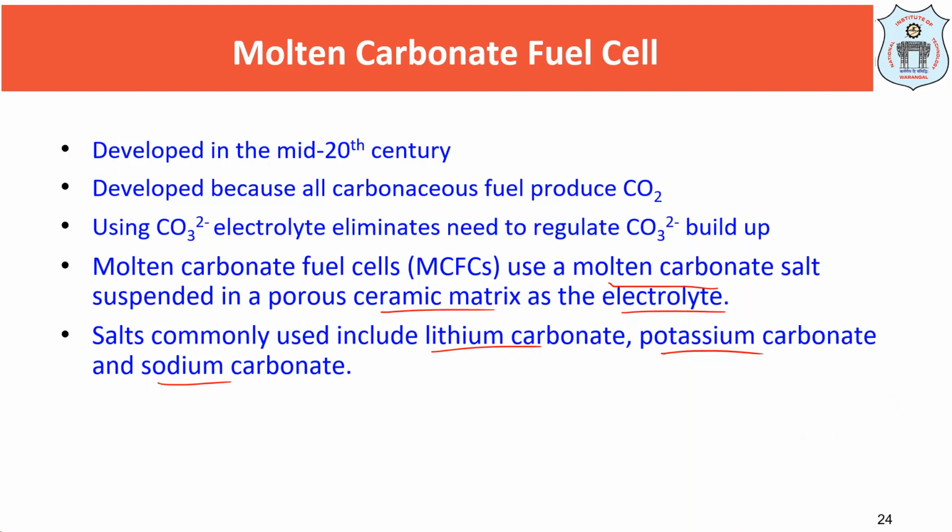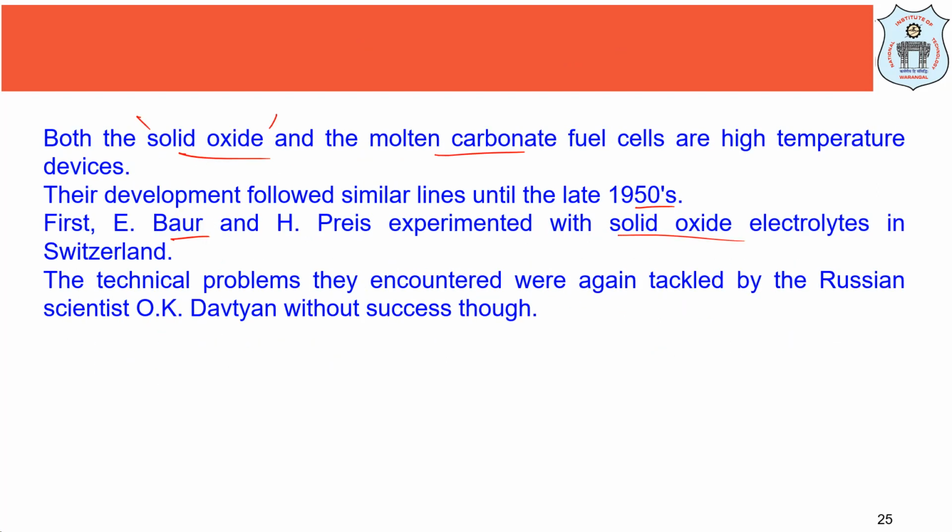So getting into the history of this molten carbonate fuel cell, I told you that in the molten carbonate fuel cell, they use molten carbonate salt saturated into a ceramic matrix, which is used as the electrolyte. The salts commonly used are lithium carbonate, potassium carbonate and sodium carbonate. These are the three most commonly used electrolytes for molten carbonate fuel cells. And if you look at another high temperature fuel cell, the solid oxide fuel cell, as well as this molten carbonate fuel cell, both are high temperature devices.